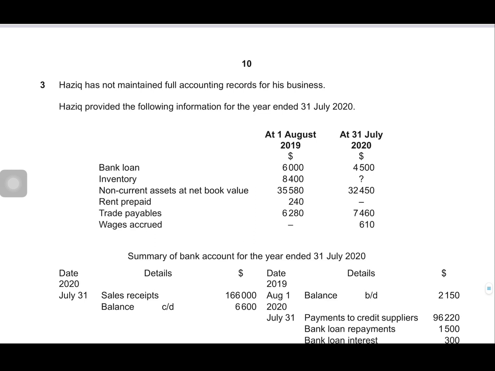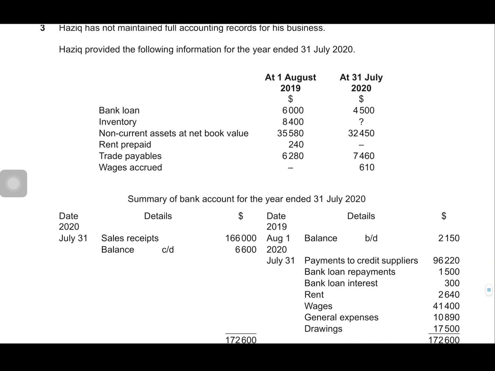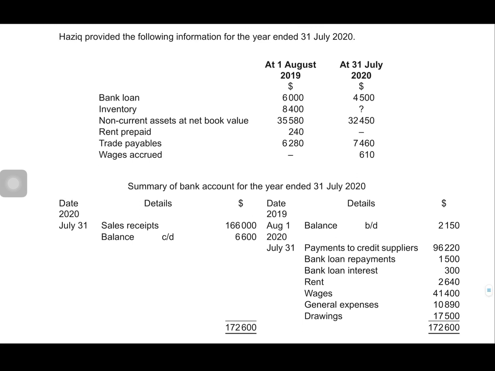So let's begin. Now this question is related to the topic of single entry and incomplete records. This is a really interesting question as this topic usually gives information in a pretty scattered form. So you have to find out the missing figures and where the information is hidden, how do we calculate the depreciation, whether there are any accruals or prepayments in the question or not.